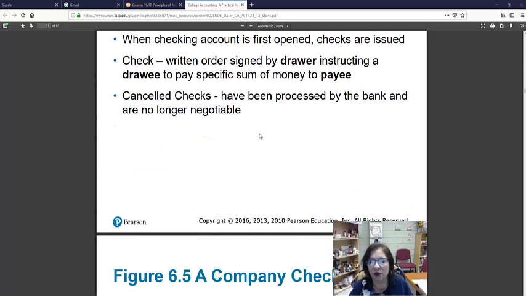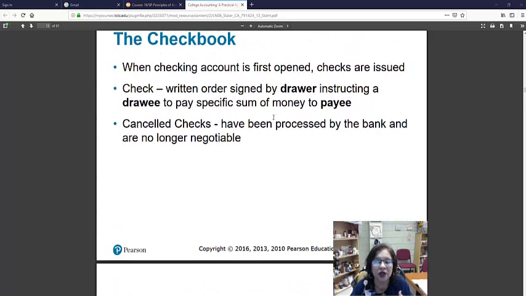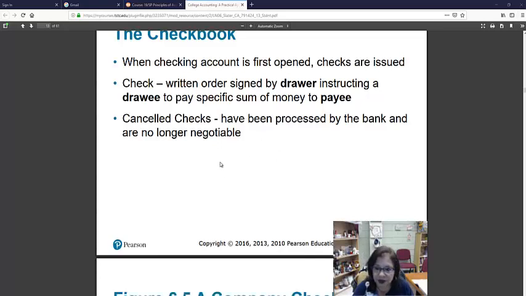Canceled checks, of course, are the ones that have already been processed by the bank and can no longer be negotiable. In other words, Walmart can't put that check through again unless there's no money in the bank and I haven't deposited yet. It's still going to put it through until it gets it. That's when you get into a lot of trouble because of processing fees and what are called insufficient funds in your account. So here we go.